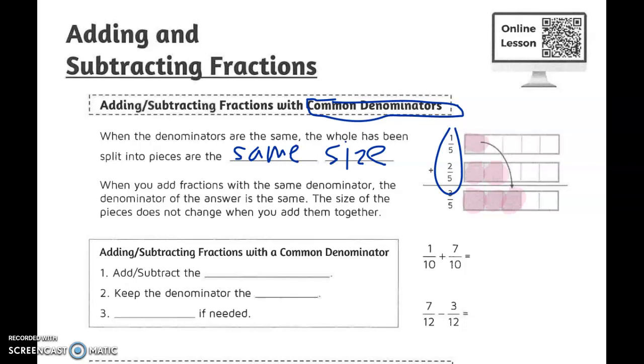So fairly simple whenever the denominators are the same. When you add fractions with the same denominator, the denominator of the answer is the same. The size of the pieces does not change when you add them together. So here are our rules whenever we are adding and subtracting fractions with a common denominator. First, all you have to do is add or subtract the numerators. Depending on what kind of problem it is, you would either add or subtract the numerators.